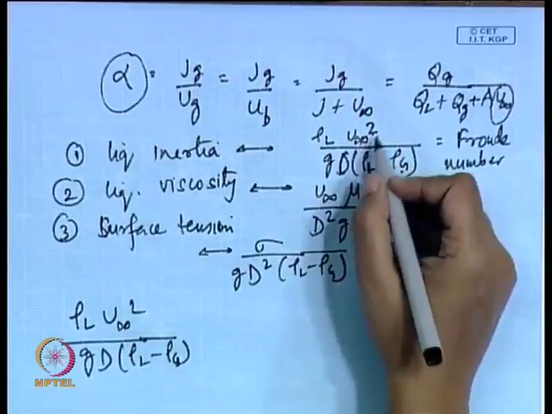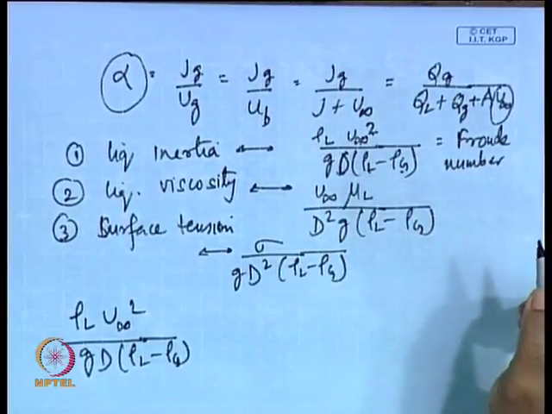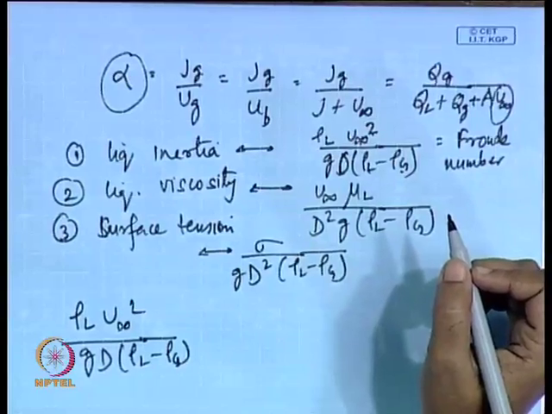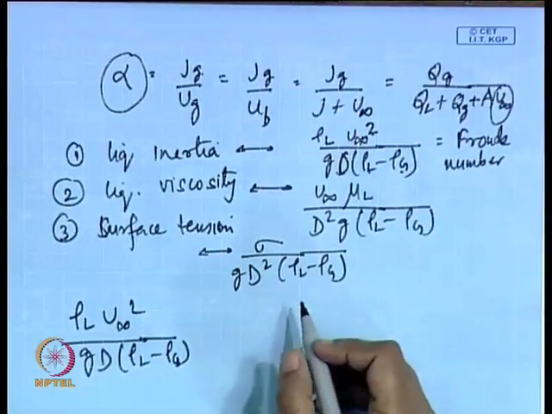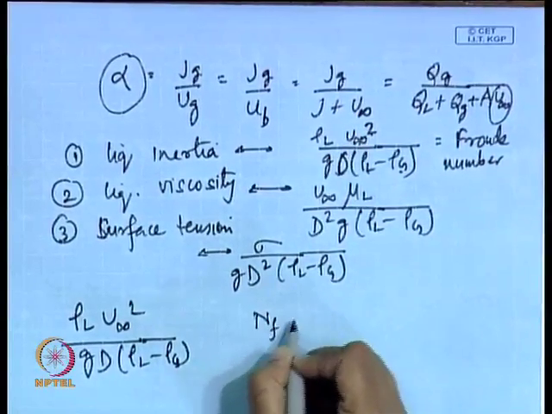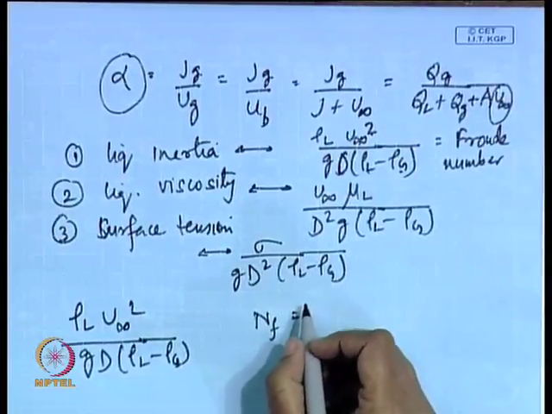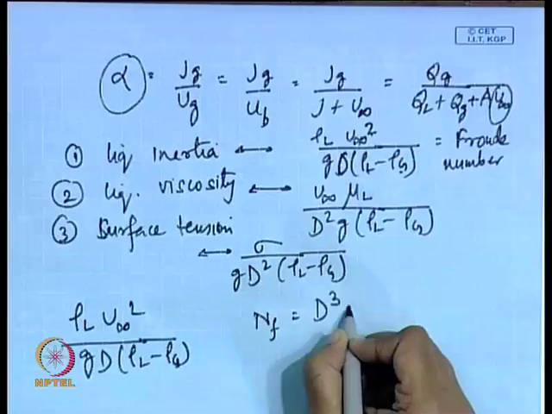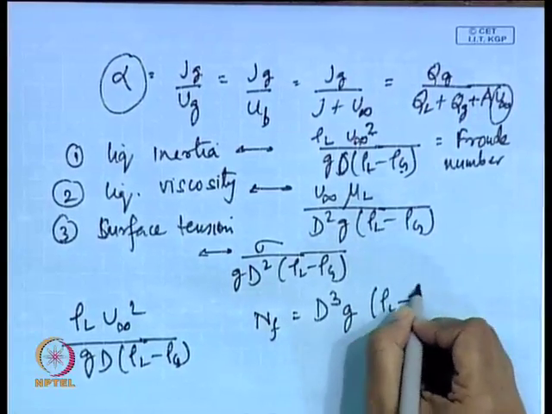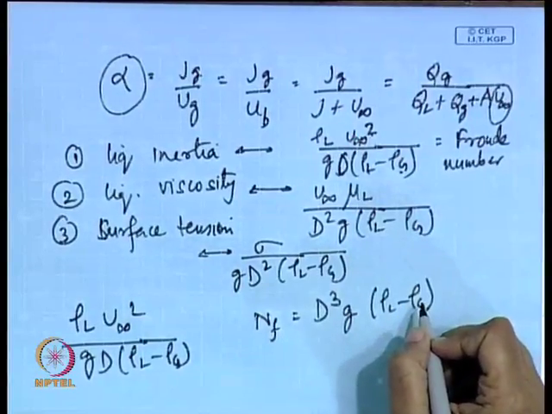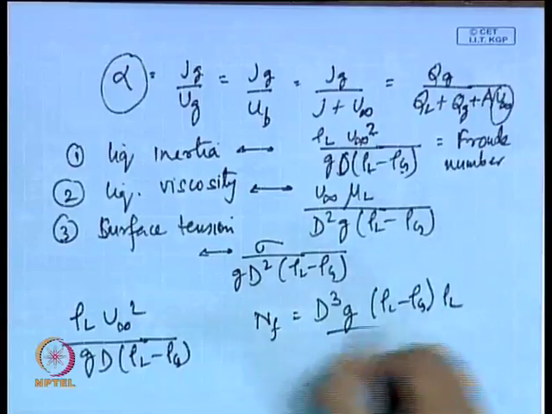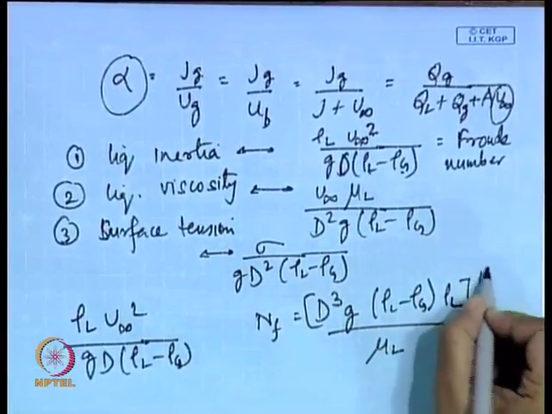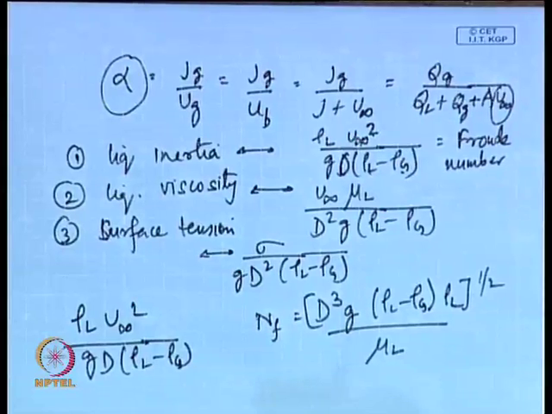The other group, we eliminate u infinity from both of these, and once we eliminate u infinity from both of these, we get the second group, which is usually denoted as N f. This particular group is obtained by eliminating u infinity from both of them. We get d cube g rho L minus rho g into rho L by mu L, this one whole to the power half. This is the second group that we get.